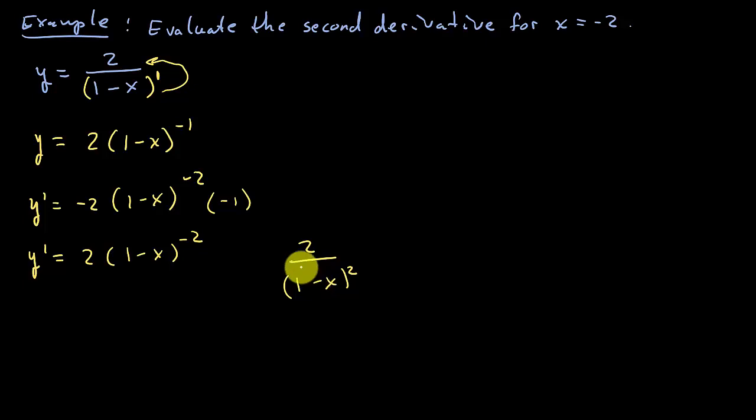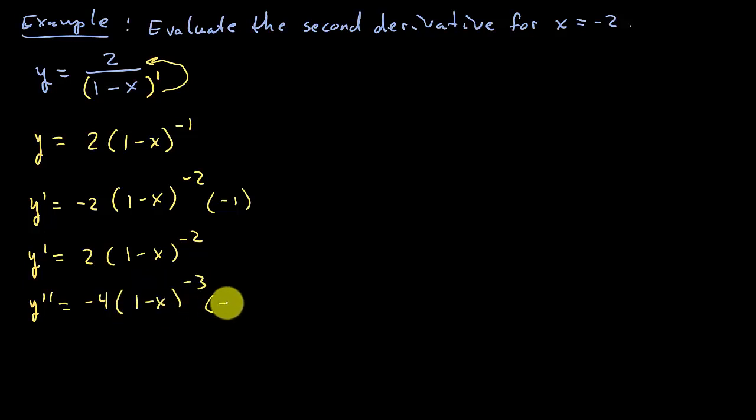But see, I need to find the second derivative, so I'm going to leave it in this form because it's easier to take the derivative rather than using the quotient rule. All right. So now we've got the second derivative. The negative 2 comes down, so negative 2 times 2 is negative 4 times 1 minus x, subtract 1, negative 3, times the derivative of what's inside the parentheses, so times negative 1.